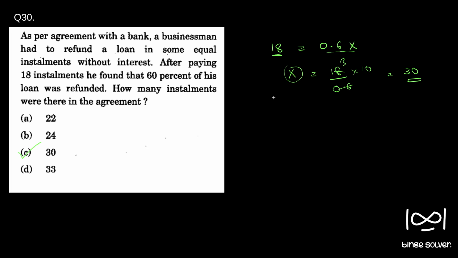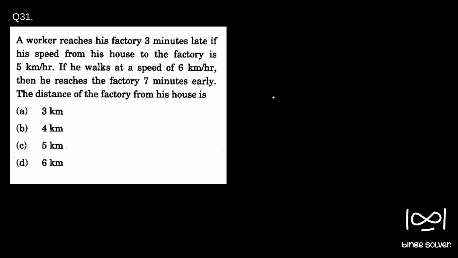Now next question. Question 31. A worker reaches his factory 3 minutes late if his speed from his house to the factory is 5 km per hour. If he walks at a speed of 6 km per hour, then he reaches the factory 7 minutes early. The distance of the factory from the house? So a pictorial representation is, say the correct time he should take is t.